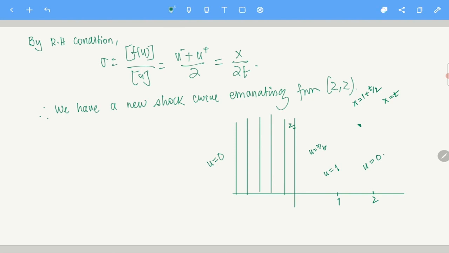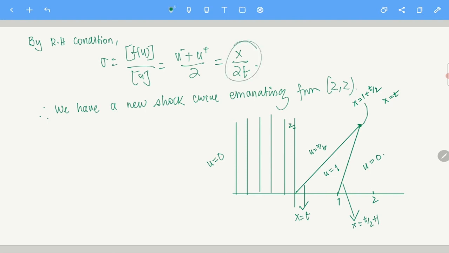Let me just draw another one. I hope this is fine. So the line x equals t, and this line is x equals t by 2 plus 1, clear? Now this intersects at (2, 2). So from here there is a new curve emanating, some curve emanating from here.